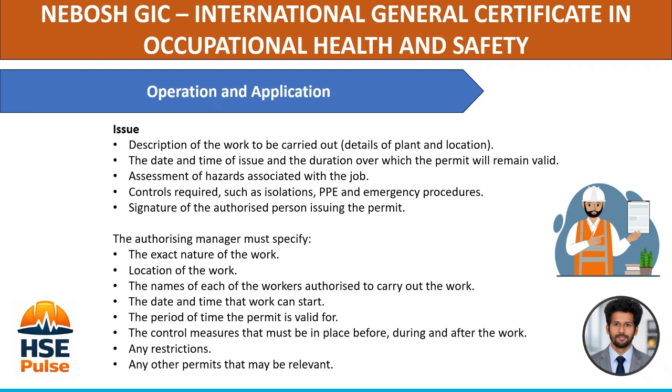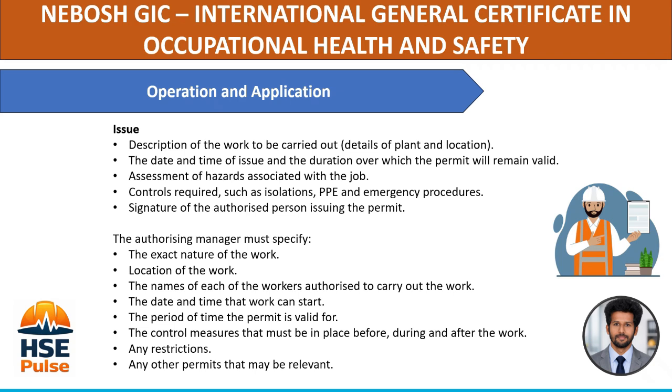The authorized manager must specify the following details in the permit to work system during the issue stage. What is the exact nature of the work? What is the location of the work? Who are the persons who are going to carry out the work? And when the work is going to start, at what time and what date, then up to when and what time the permit is going to be valid, when it is going to expire.